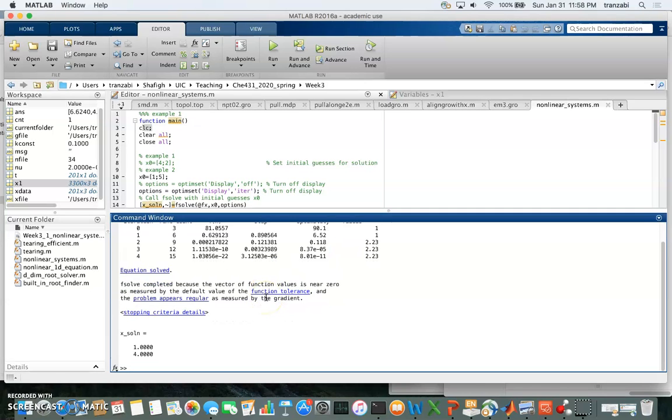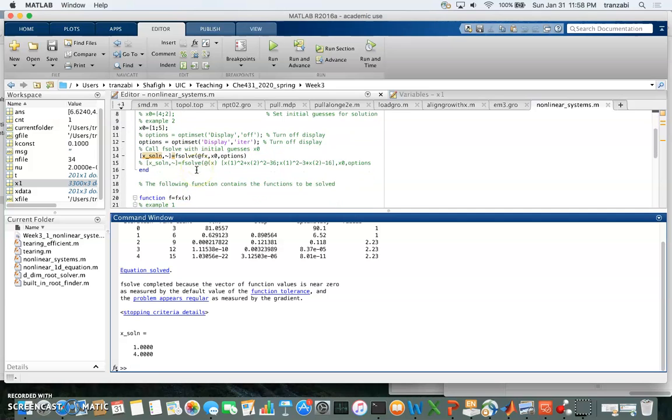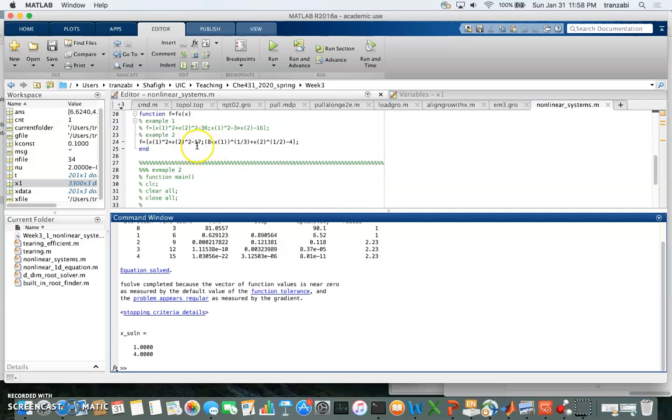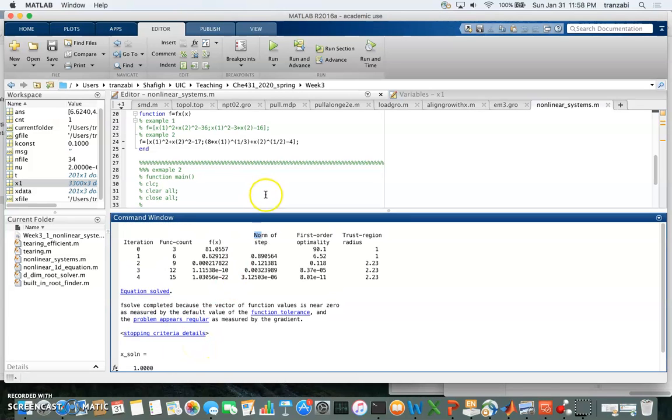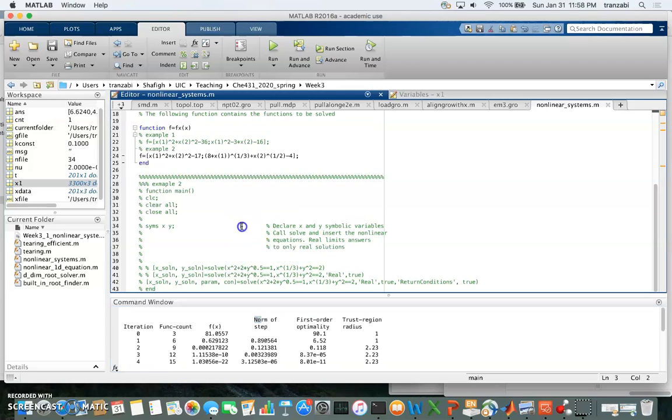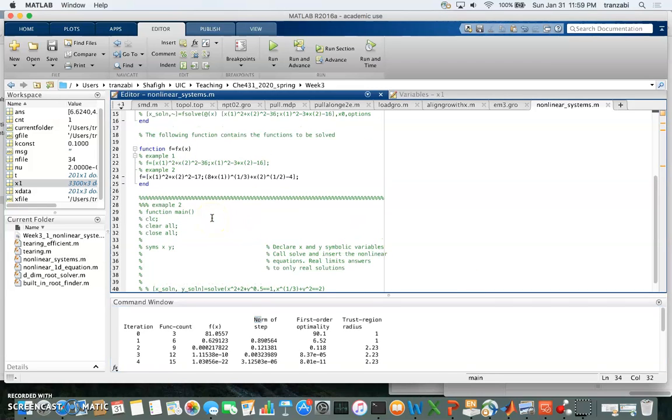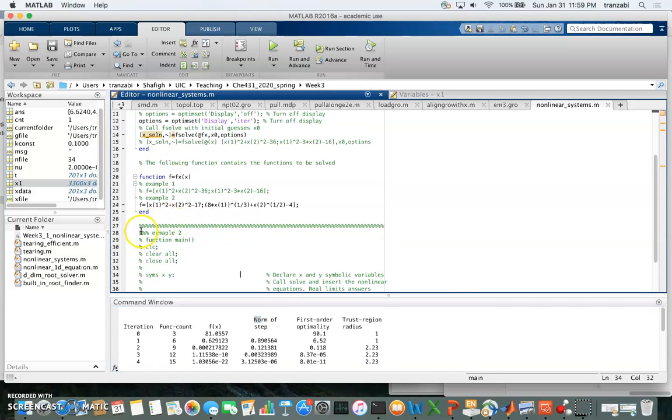All right, and down here is the solution, 1 and 4. And if you plug these two into the equations we had here, we should see that both satisfy the two equations. So that is it. This is the first example. By the way, this code is also on Blackboard. So if you go to the script tab, you should see the script called nonlinearsystems.m, which means MATLAB script. All right, fine.